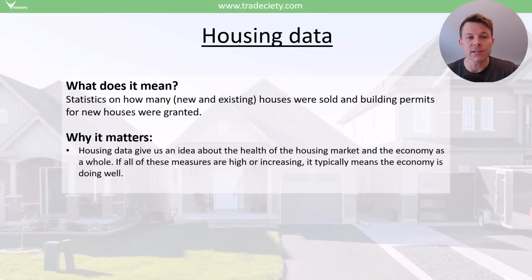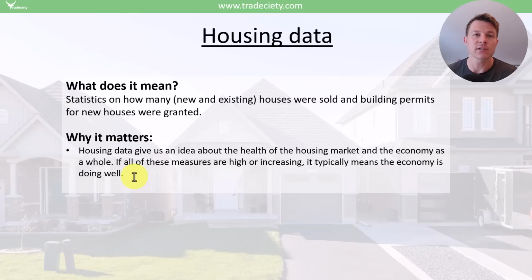And finally, housing data. What does it mean? Housing data refers to statistics on how many new and existing houses were sold and also how many building permits for new houses were granted. Why does it matter? Housing data gives us an idea about the health of the housing market and the economy as a whole. If all of the measures, so existing and new home sales and also building permits, are high or increasing, it typically means that the economy is doing well.